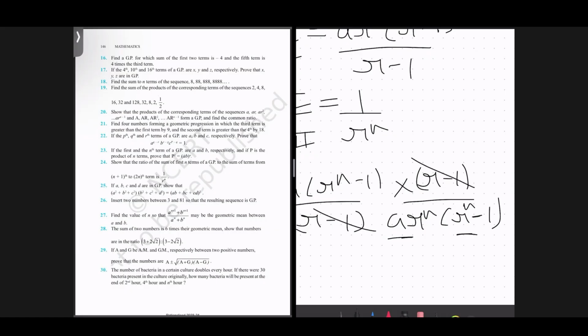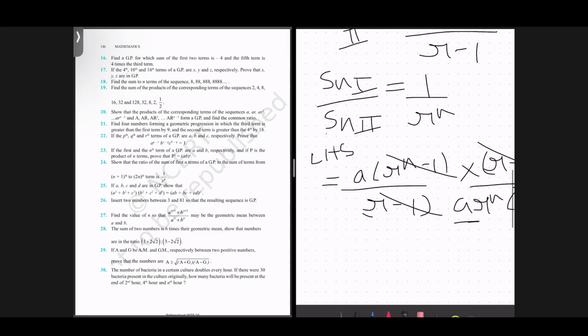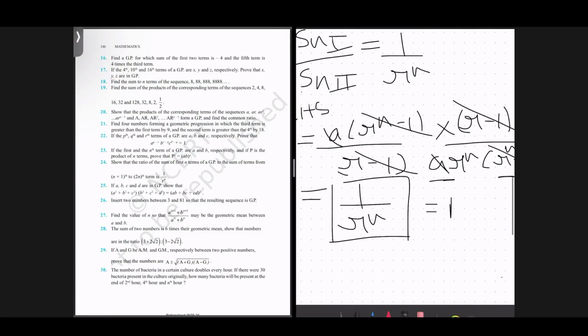So this gets cancelled, this gets cancelled, a and a get cancelled, and what you're finally left with is 1 upon r raised to the power n, and that is going to be your RHS as well. Hence proved.